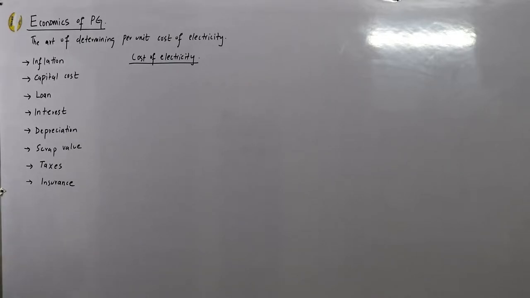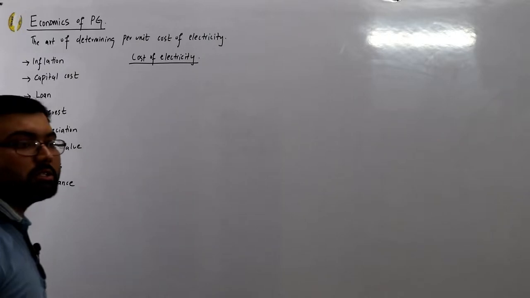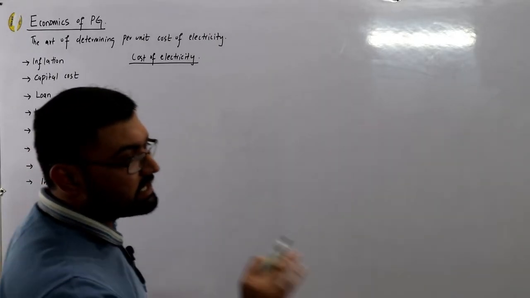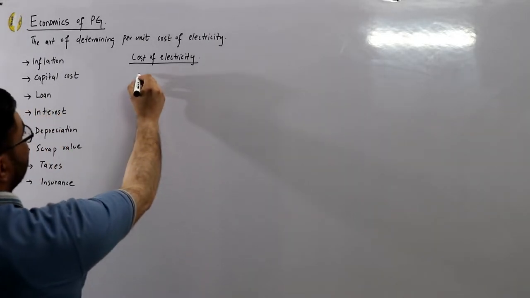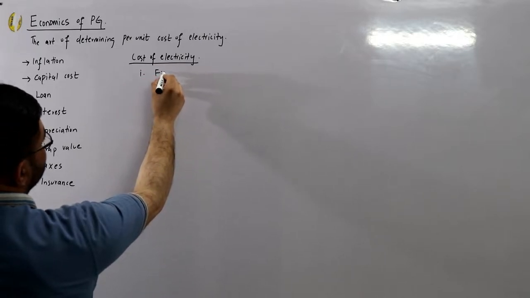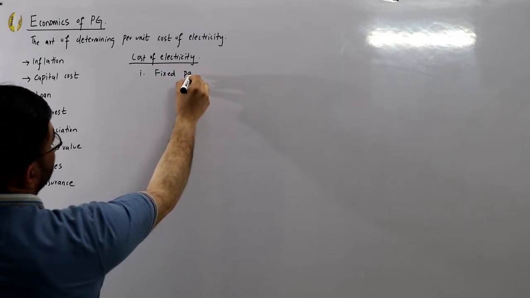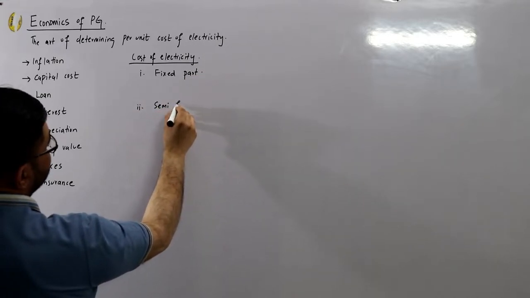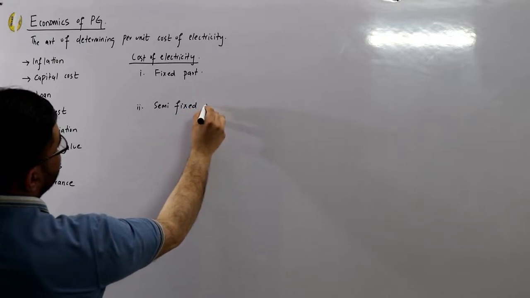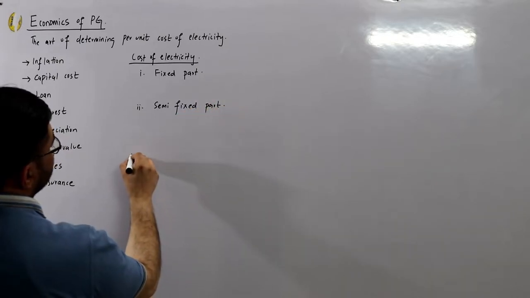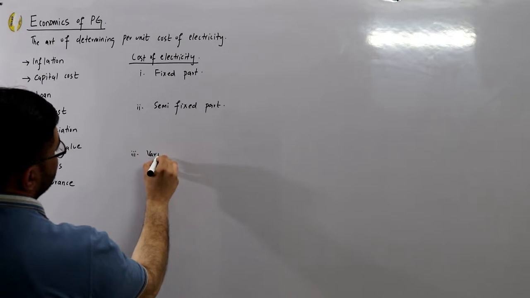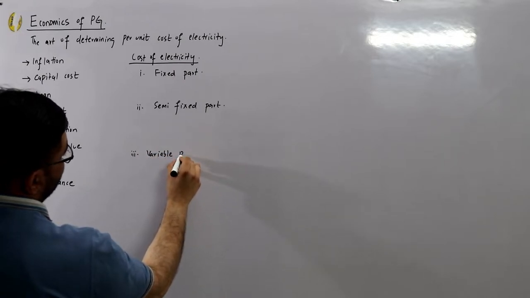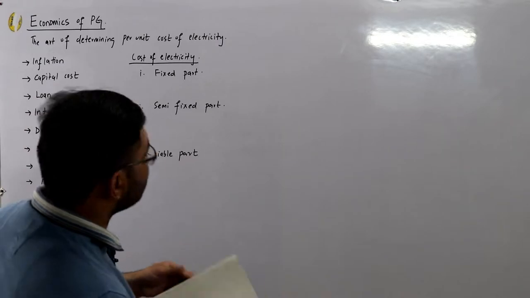So the cost of electrical energy generated can be defined as follows. The cost of electrical energy basically is divided into three parts. The first part is the fixed part. The second part is the semi-fixed part. And the third one is the variable part.